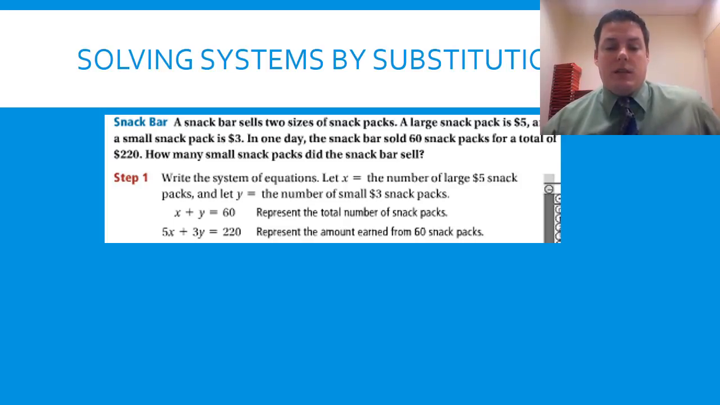Well, we know that there's 60 total. So this equation here is going to represent the total number of snack packs. But we also need this equation here because remember, they cost a different amount. So we know we brought in $220. And we know that each X snack pack, which we labeled as the large one, is $5. And each Y snack pack, which is the small one, is $3. So in order to figure out how many snack packs of each we sold, we need to solve these equations simultaneously.